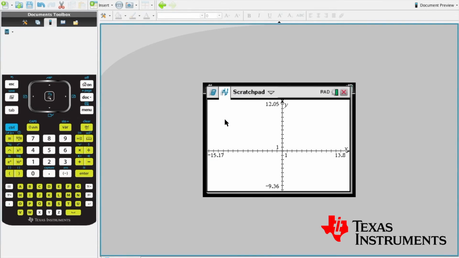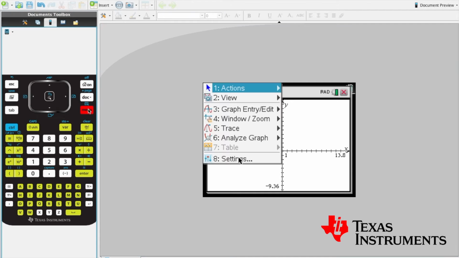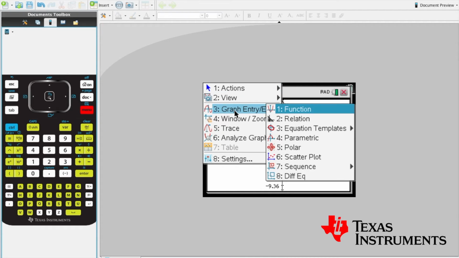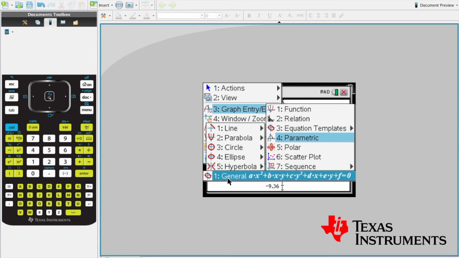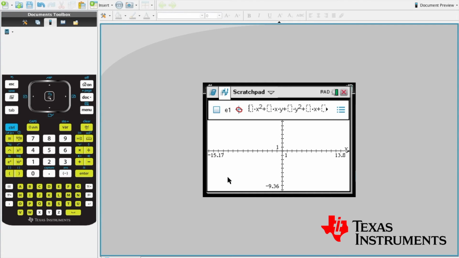We'll click on Graph. As an alternative way to input conic sections, especially if you're not certain if it's going to be a hyperbola or an ellipse or a circle, what you can do is go to Menu, then go to Graph Entry, and then from there go to Equation Templates, and then we'll choose Conic and General Conic.